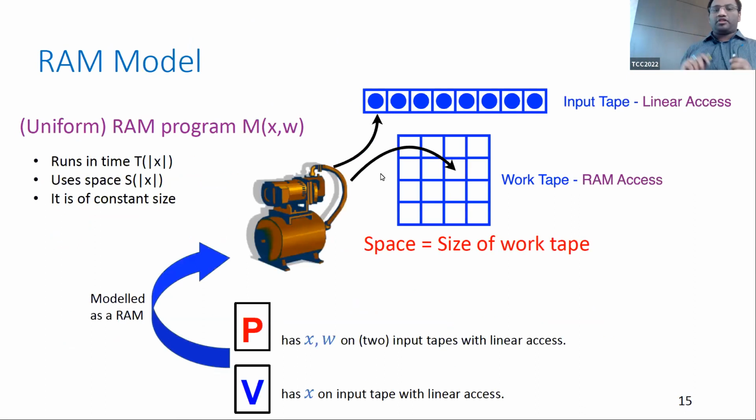Here our model is a RAM program. You have a RAM machine, and the prover and verifier are modeled as one RAM machine. You have two tapes, the input tape and the work tape. On the input tape, the RAM program just has linear access, while on the work tape, it has random access, and the space complexity is equal to the size of the work tape.